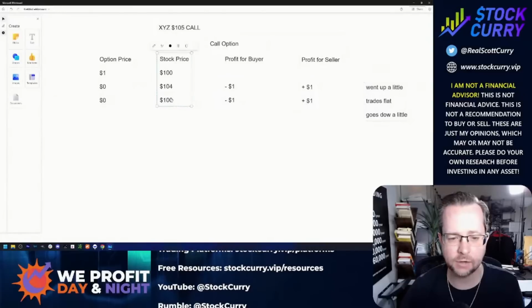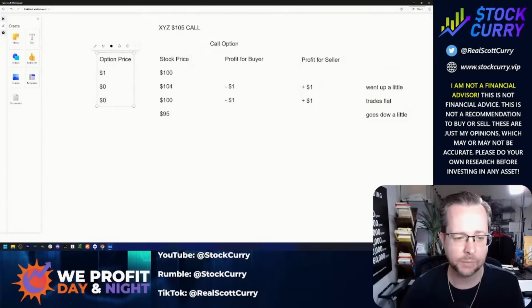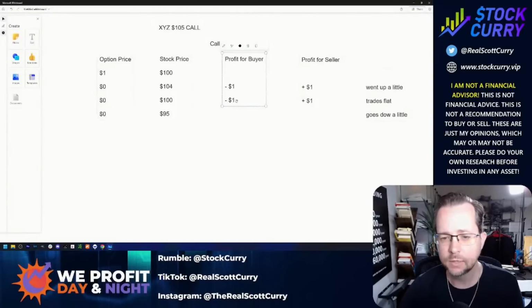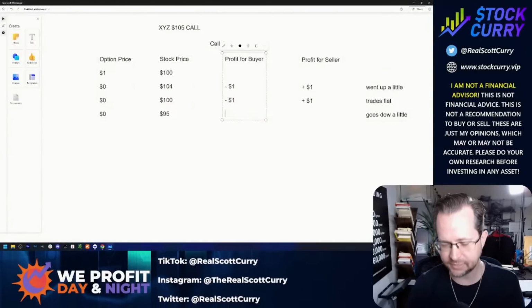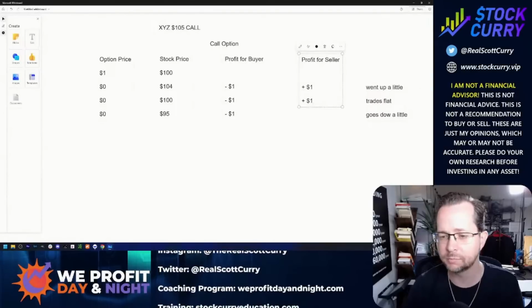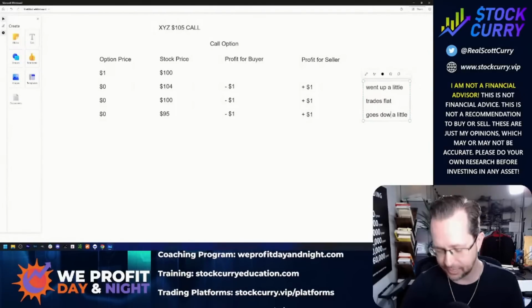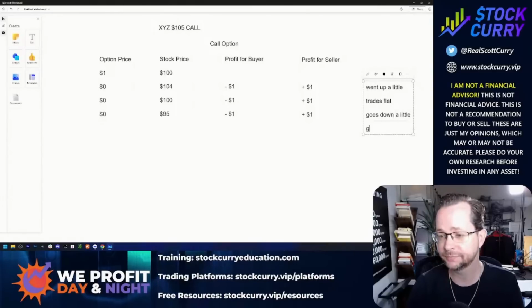All right. If it goes down a little, let's say it goes down to $95, the option is worth 0. The person who bought the option is still out $1, and the person who sold the option is still up $1. Let's say the stock goes down a lot.